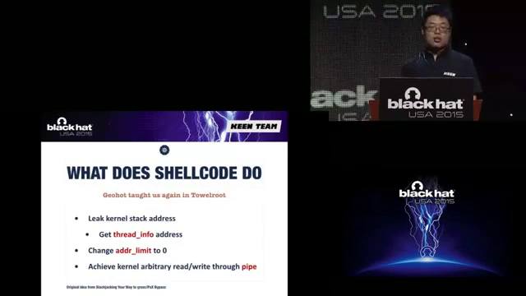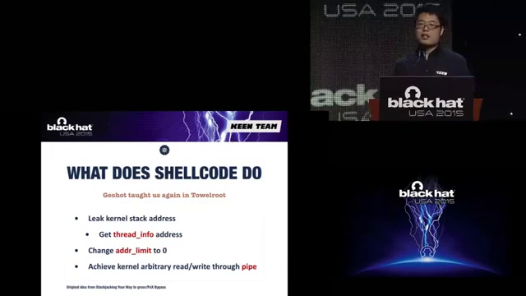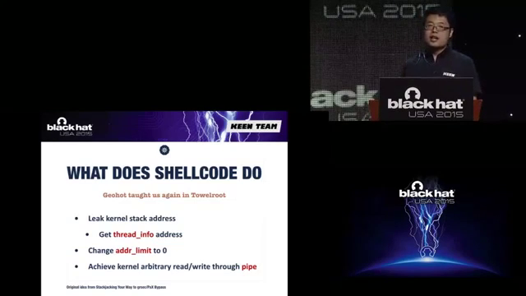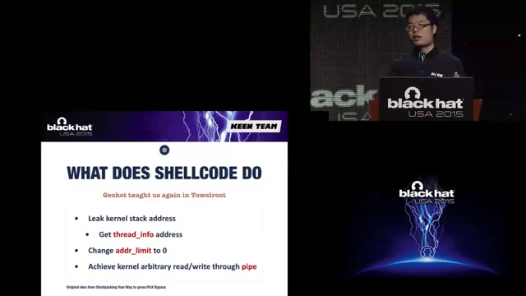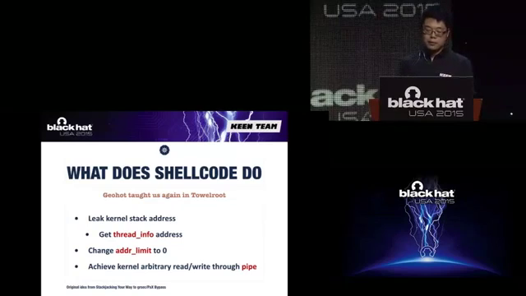So what does the shellcode do? Zhihao told us this again in his Towelroot. In fact, the shellcode needs to do two things. First, it should leak the kernel stack address. When we get the kernel stack address, then we get the address of the thread info. And if we get the address of the thread info, then we can patch, overriding the addr_limit of the current thread, representing our attack program. Override this addr_limit to 0, and we get kernel arbitrary read and write ability through pipe.